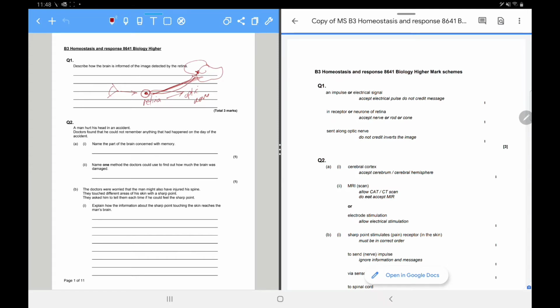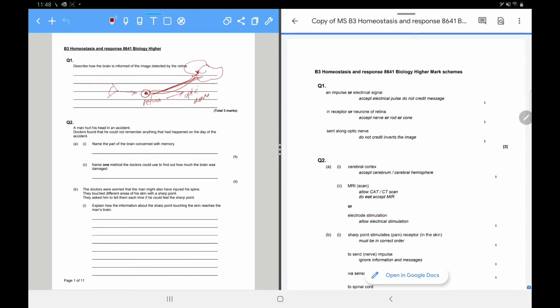So question 2, a man hurt his head in an accident. Doctors found that he could not remember anything that happened on the day of the accident. Name the part of the brain concerned with memory. Well, that's just a fact. That's the cerebral cortex. Name one method the doctors could use to find out how much the brain was damaged.